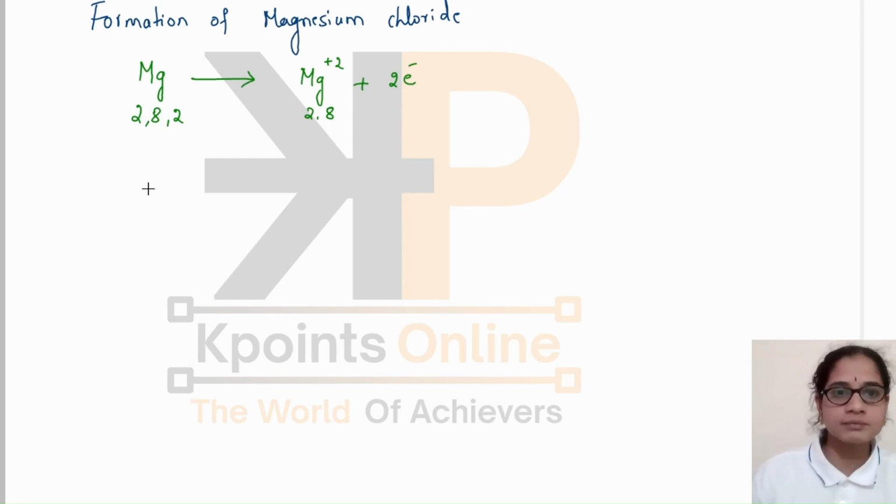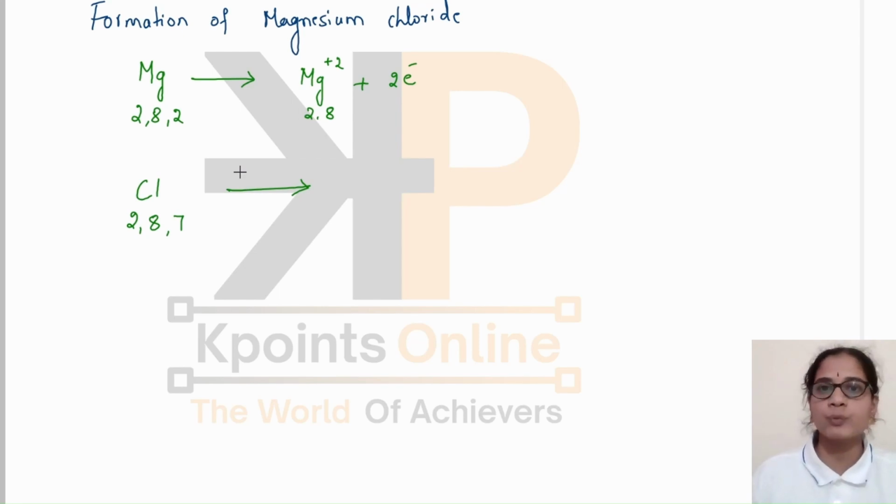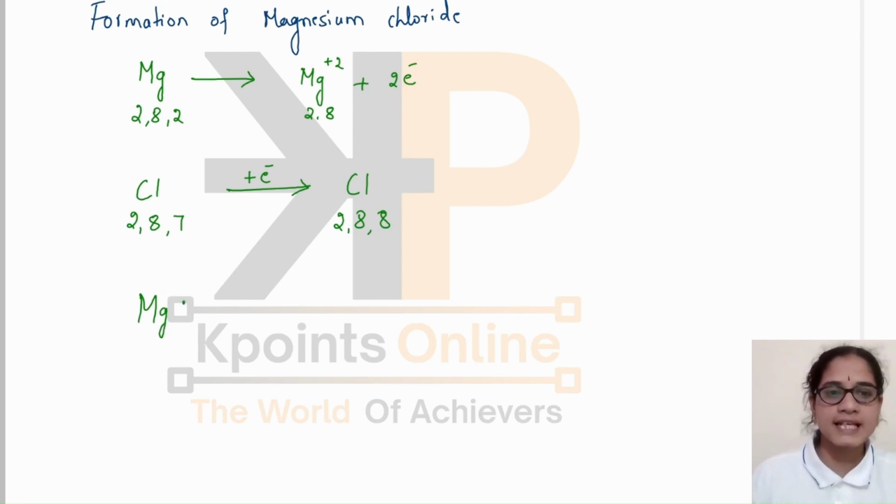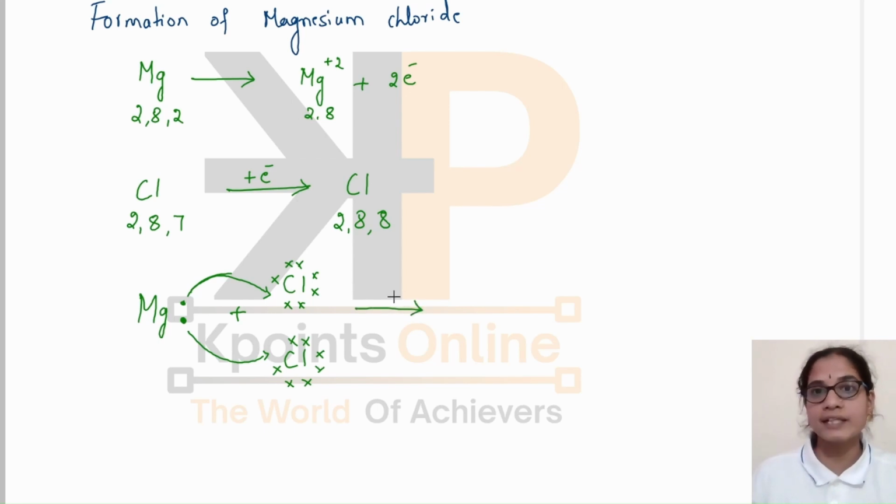Then what about chlorine? It is having configuration 2, 8, 7. It has a tendency to gain an electron in order to become stable, in order to get a completely filled valence shell. Now you can see here magnesium can donate 2 electrons, but chlorine needs only 1 electron to become stable. What happens is one magnesium atom will donate 2 electrons to 2 different chlorine atoms. It can donate 1 electron to one chlorine atom, one electron to another chlorine atom to form ionic bond between them.